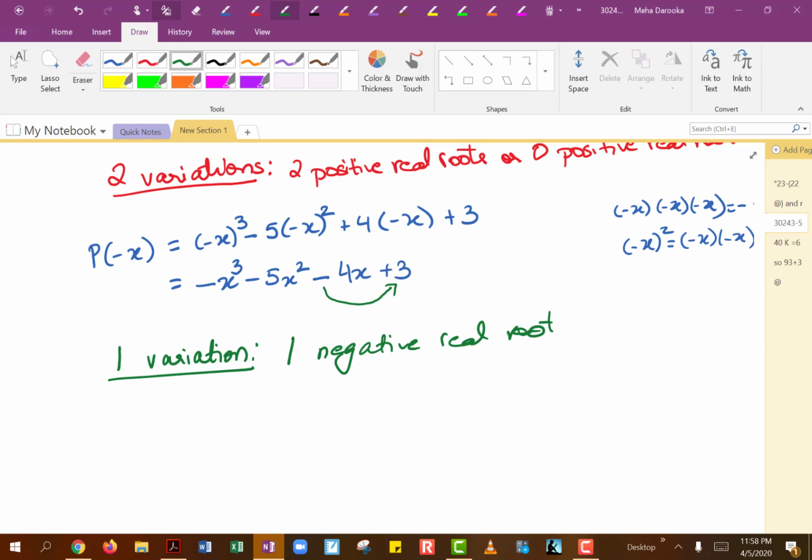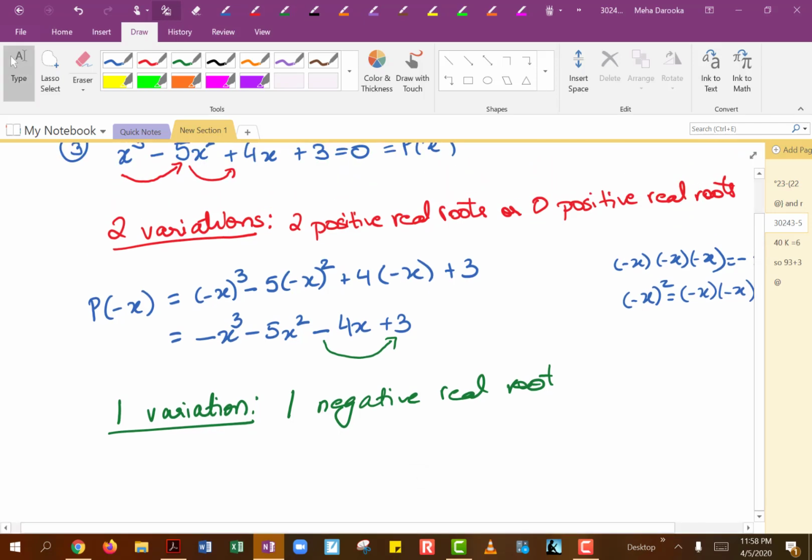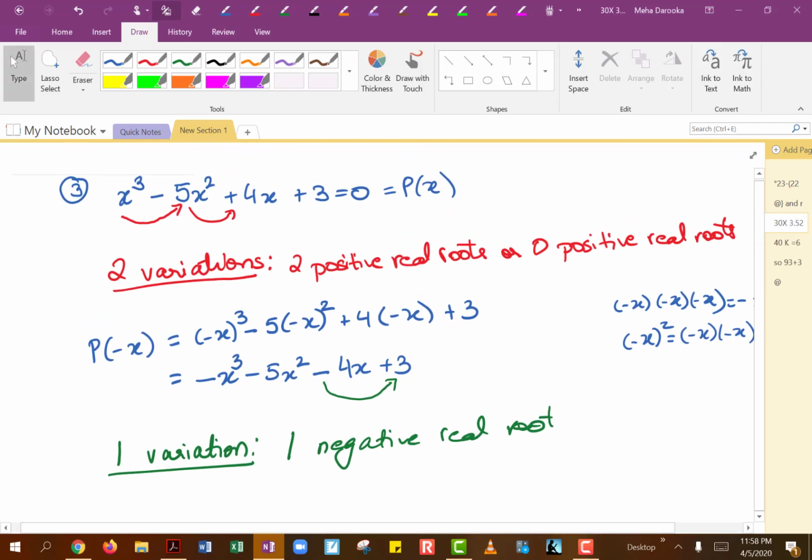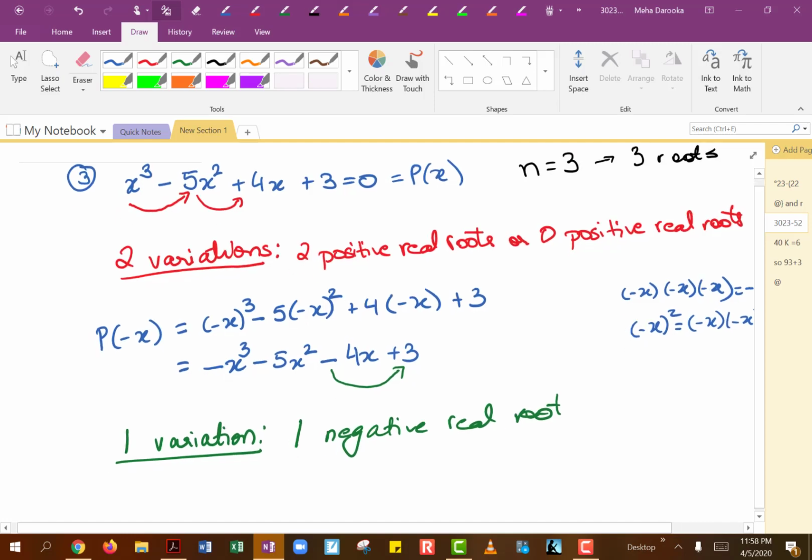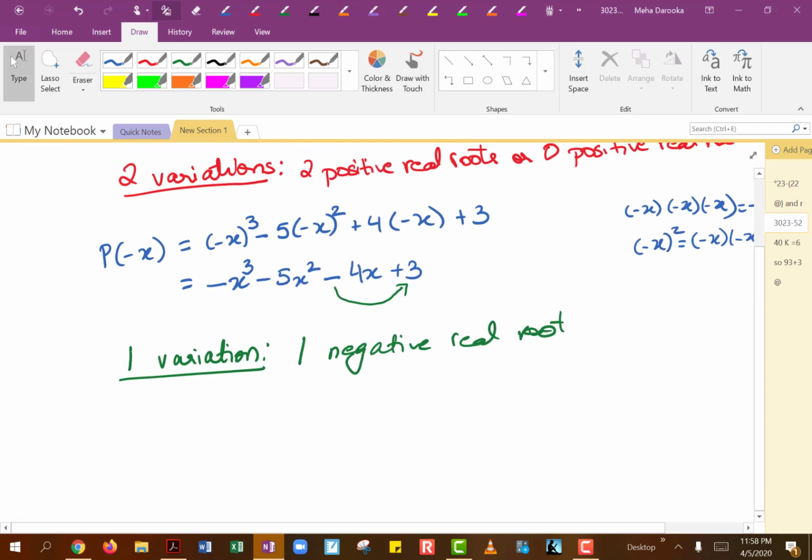So that means this equation here will definitely have one negative real root, but then it can have 2 positive or 0 positive. Now remember, this is originally a third degree polynomial. So since it has degree 3, that means it will have 3 roots total. So now that's the options we have to talk about. So what type of roots can it have?